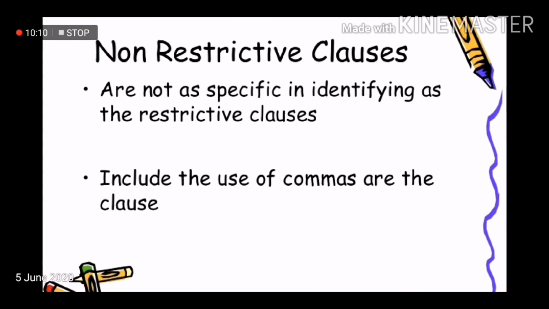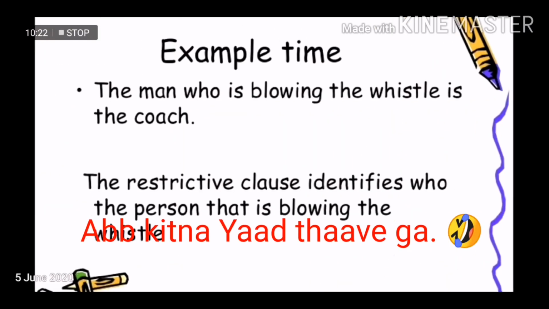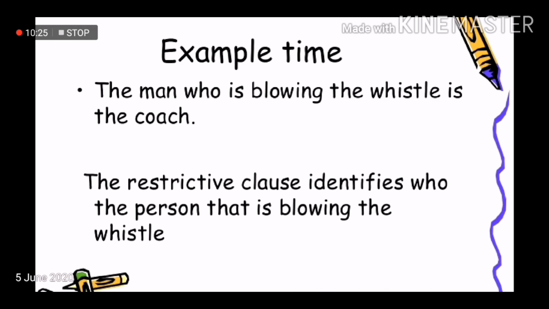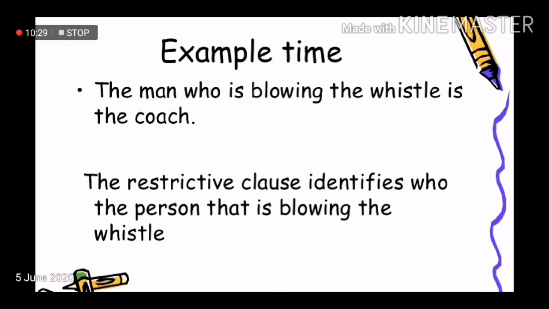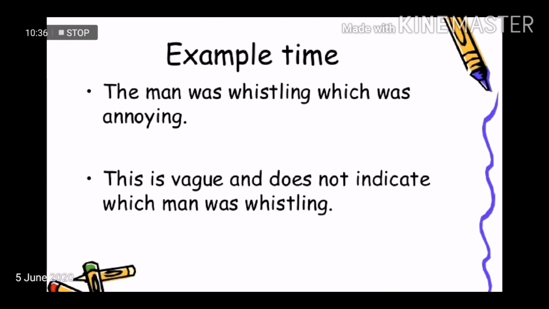And non-restrictive clauses are not as specific in identifying as the restrictive clauses. For example, they include the use of commas in the clause. Again, mistake, in the clause यहाँ पे है. Example time, the man who is blowing the whistle is the coach. The restrictive clause identifies the person that is blowing the whistle. So यहाँ पे restrictive clause identify करता है उस person को जो whistle को blow करता है.